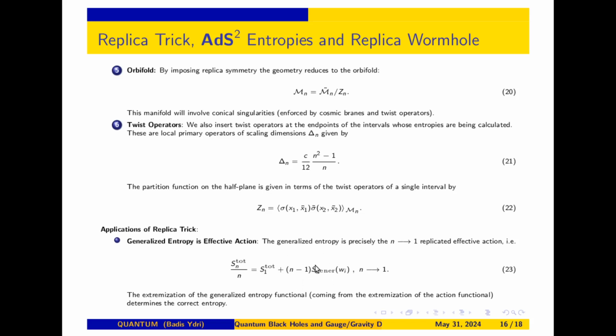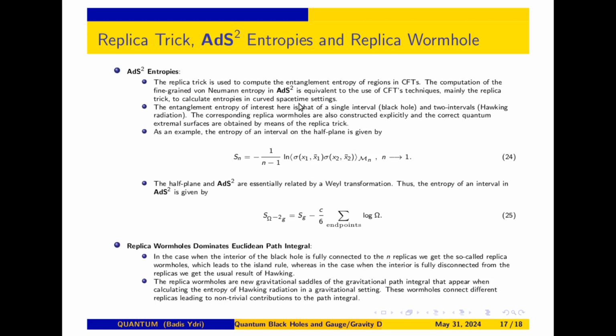More importantly, the replica trick was used to show the existence of new topologically non-trivial gravitational field configurations, called replica wormholes, which dominate the path integral. When the interior of the black hole is fully connected to the n replicas, we get replica wormholes, leading to the island rule. These replica wormholes are new gravitational saddles that appear when calculating the entropy of Hawking radiation in a gravitational setting, providing non-trivial contributions to the path integral. This method highlights the deep connections between quantum mechanics, gravity, and information theory, and is crucial for understanding how information is preserved in black hole evaporation.